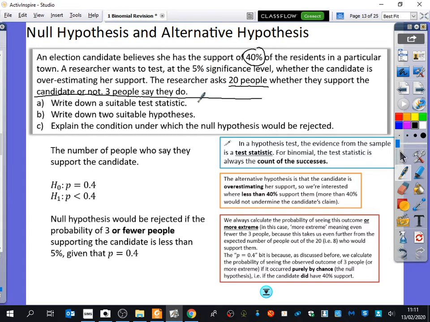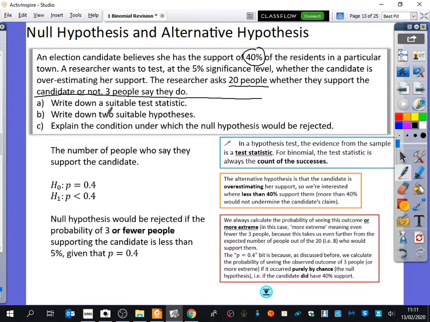So the suitable test statistic, we talked about this in the last lesson. The test statistic is the number of people who say that they support the candidate. What is the thing that we're actually looking for here? In a hypothesis test, the evidence from the sample is the test statistic. For the binomial, the test statistic is always the count of the successes. If they ever ask you that, it's a 1-mark question that is free, gives you 1 mark.